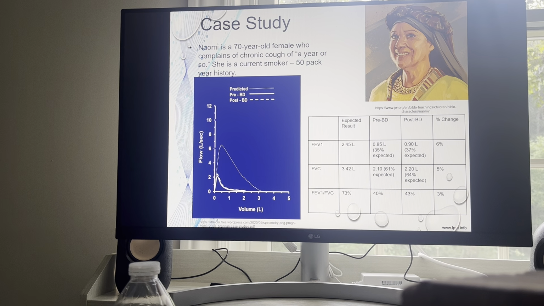Naomi is 70. She has a chronic cough. She's a current smoker. Been smoking since she was 20. Let's look at her flow loop. She has deep concavity. Notice how short it is, how concave it is. What does that tell you?